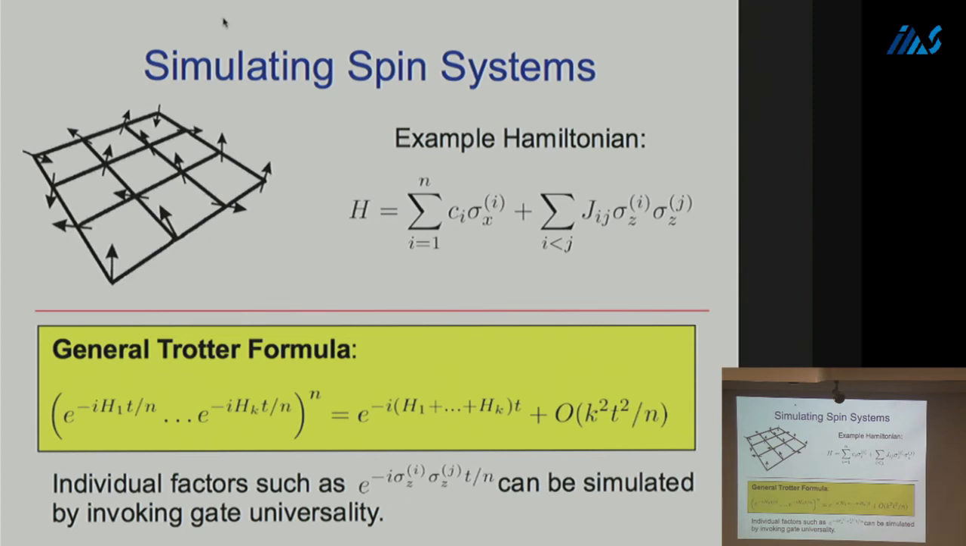Now we've reduced our problem to just simulating the time evolution induced by, say, one sigma x term or one sigma z coupling. Well, we know we can do that just by, again, invoking our big hammer of gate universality, that such a thing, say a sigma z coupling, is only acting on 2 qubits. So this is some 4x4 unitary. We can make all of those. So now we know how to simulate the spin systems.